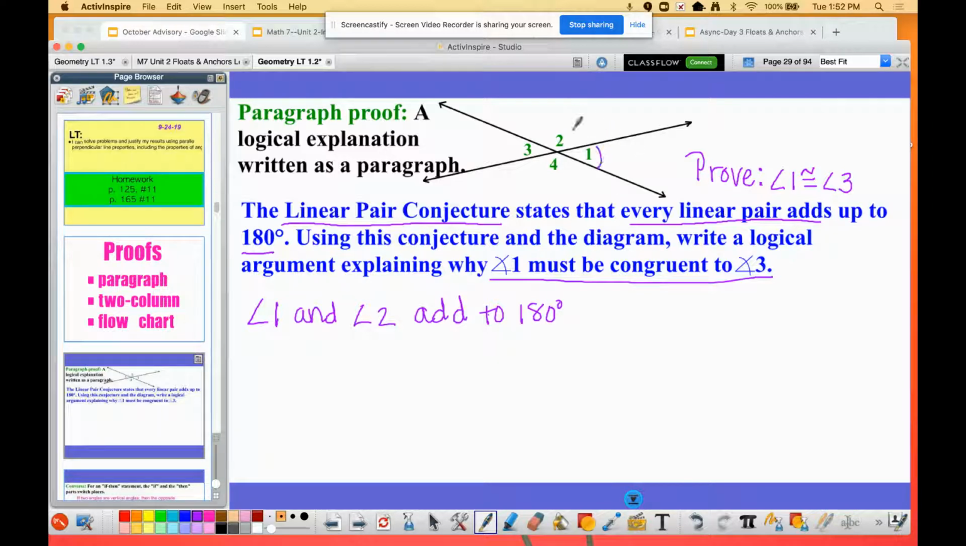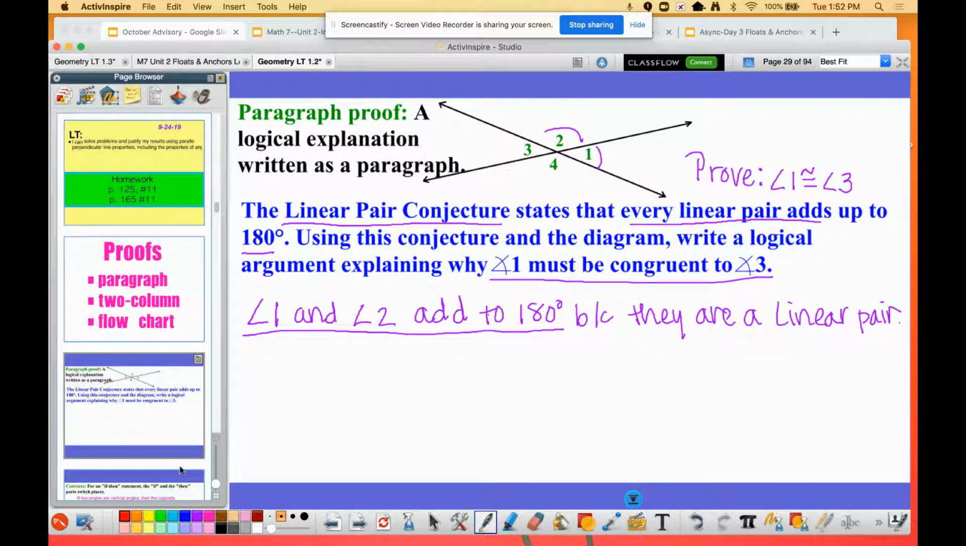So we're looking at angle 1 and angle 2. Remember, our goal is to prove that angle 1 is congruent to angle 3. So we want to prove these 2 vertical angles are congruent, but we've got to take a couple of steps to get there. So angle 1 plus angle 2 add to give us 180 degrees because they are a linear pair. Now our statement that we're writing, I'm going to underline that. That's the statement we're writing, and this is the reason why we know that, because they are a linear pair.